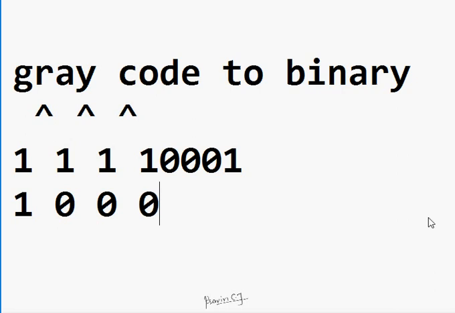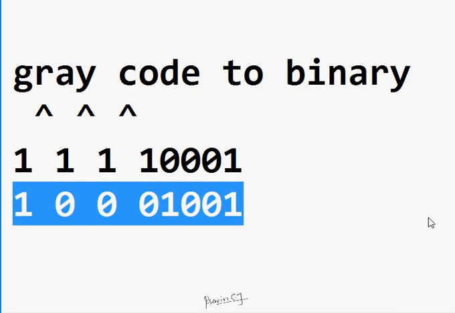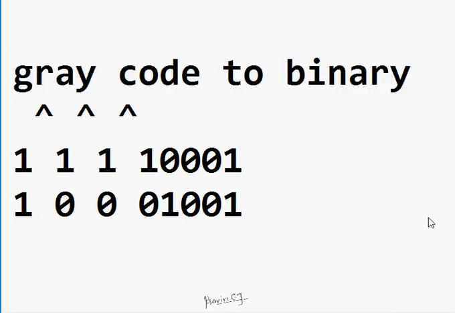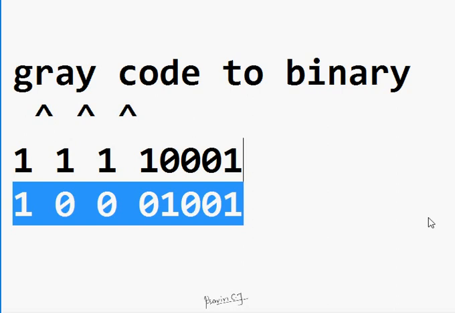If we add 1 to 0, then it becomes 1. If we add 0 to 0, it becomes 0. If we add 0 to 1, it becomes 1. So in this way we can convert a gray code to a binary, and similarly you can convert a binary to a gray code in the same manner, in a reverse way.